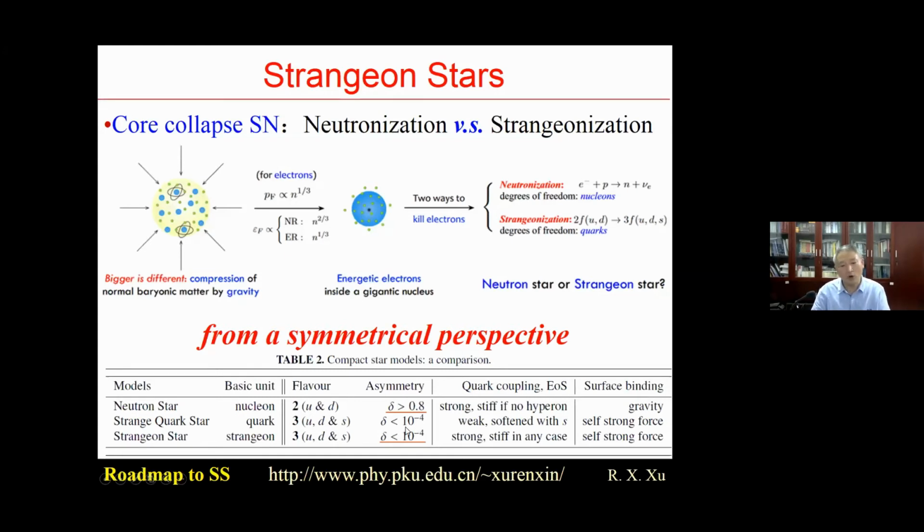Could be lower, smaller than 10 to the minus 4, or even smaller. So from a symmetrical perspective, a strange star, either a strange quark star or a Strangeon star, could be more beautiful than a neutron star, because in these two cases there is symmetry, but for neutron stars it is very, very asymmetric. If God allows symmetry, then maybe he should choose a strange star, either a quark star or a Strangeon star.